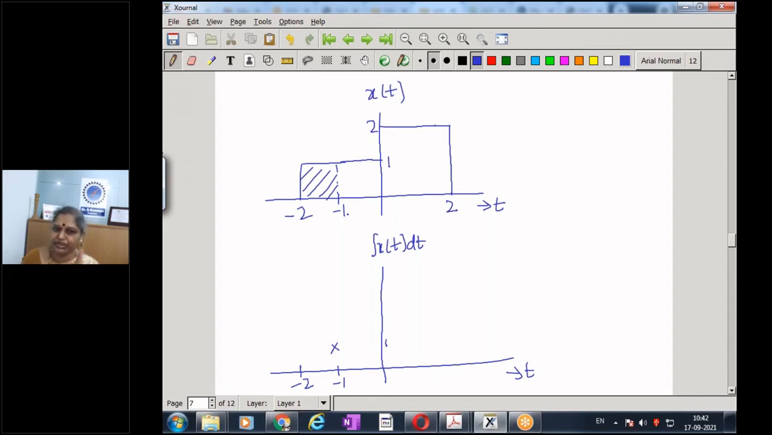I go a little more forward and come to 0. I stand at 0 and look to my left again. How much area do I see when I look to my left? This much area I see at 0. So how much is the area now? Area is 2. Yes, so area is 2.